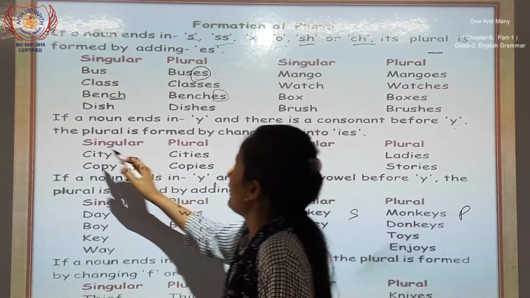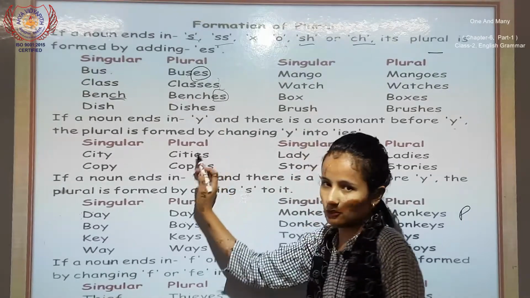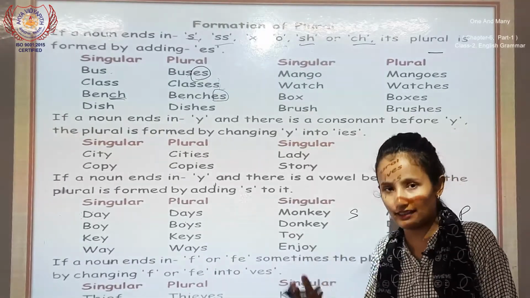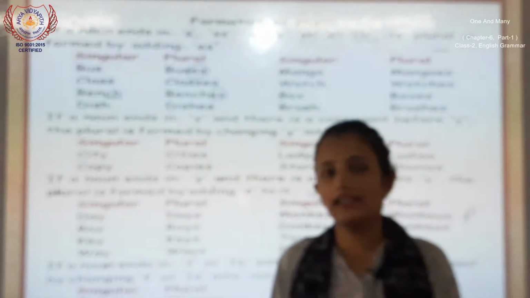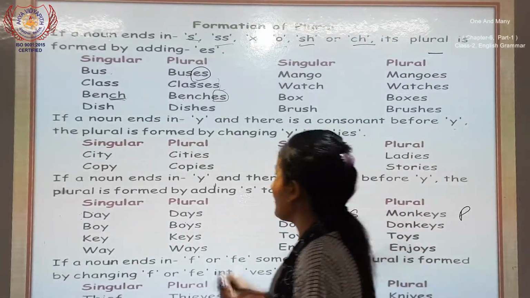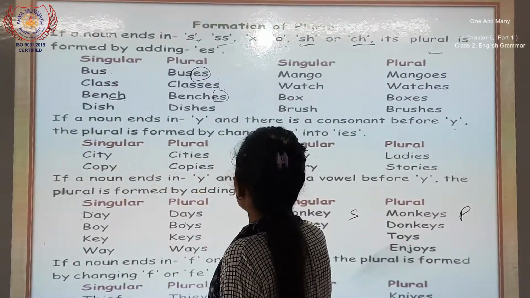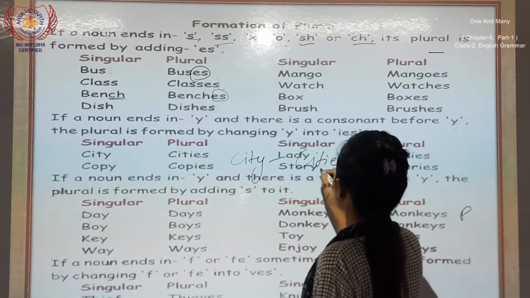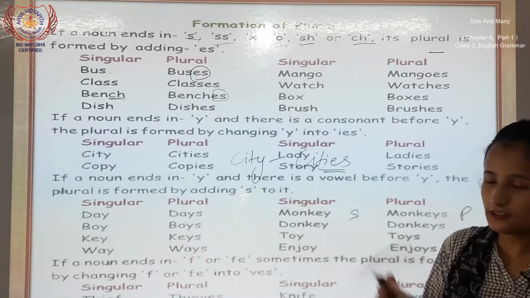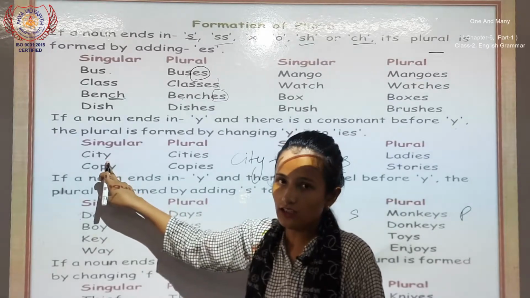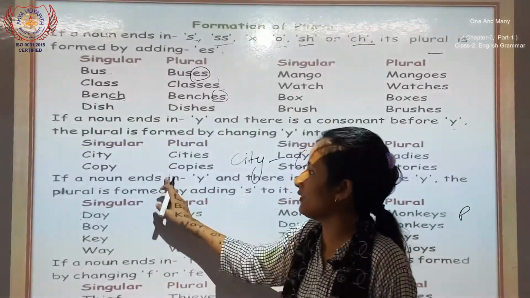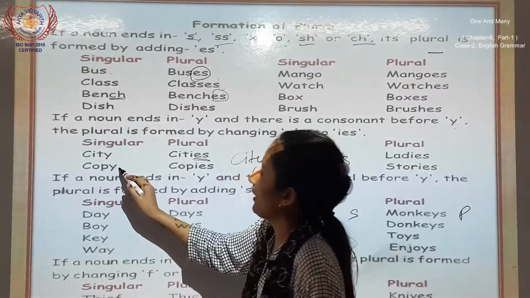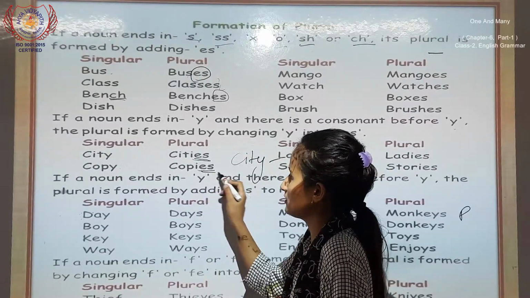Okay, so if a noun ends in y, whenever nouns end in y, we have to use ies. y के बदले में हम लोग को क्या डालना होगा? ies, plural बनाने के लिए. Okay, like city, cities. Whenever words end with y in singular, so we have to convert in plural. What we have to use? ies. So you can see copy, copies in plural.